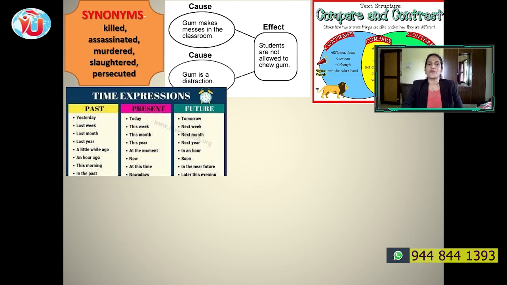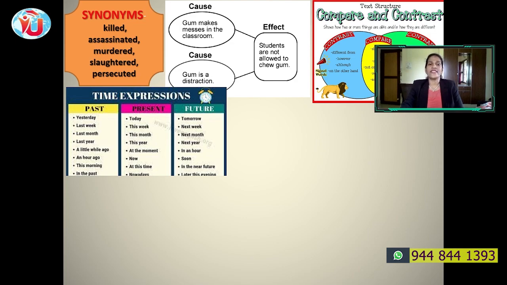Then there are time expressions. What I told you: the time expressions could be in the present, past, or the future. So once you know what a time expression is, you will be able to identify the right answer. If the text talks about past tense, the time expression will be yesterday, last week, last month, last year, and so on.